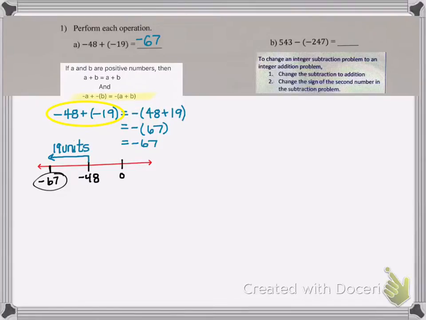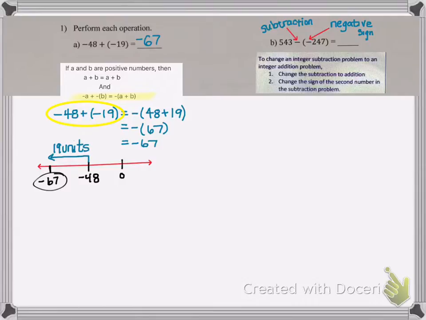So first, let's make sure we understand which one of these is a subtraction sign and which one is a negative sign. That's the subtraction sign, and this is the negative sign. So I'm doing 543 minus negative 247. Notice how I say minus for one of those symbols and then I say negative for the next symbol.